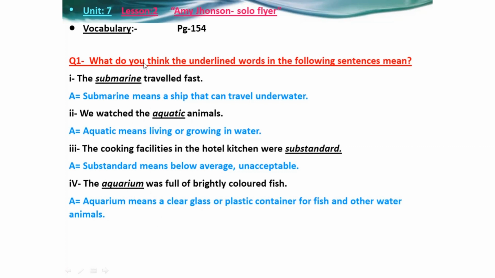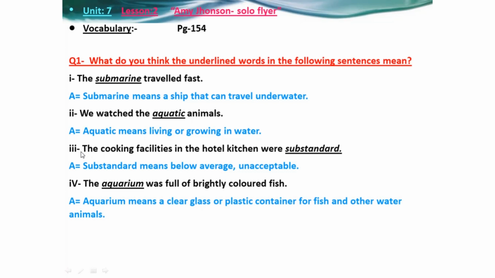The submarine traveled fast. Which word is underlined here? Submarine. So students, write the answer with a blue pen. The answer you will write is: submarine means a ship that can travel underwater. Question number 2. We watched the aquatic animals. Aquatic is underlined. Aquatic means in water, belonging to water, the water animals. The answer we're going to write, use a blue pen for that. I will repeat. The answer is: aquatic means living or growing in water, belonging to water basically. The fish, the plants and all, they're called the aquatic animals.